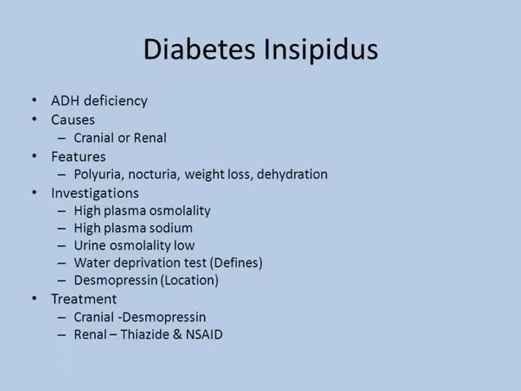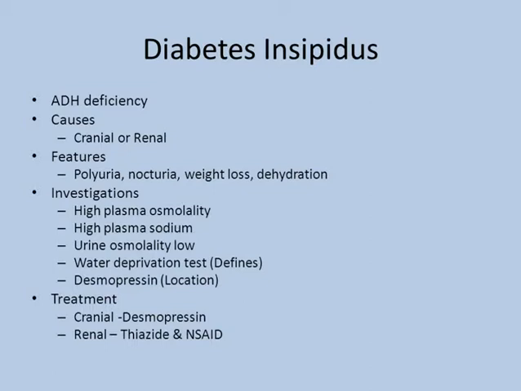Because you're not able to produce this hormone or act upon this hormone, you can't therefore stop yourself from urinating, so the features include polyuria, nocturia, weight loss, and dehydration. So it's no surprise then when you measure the plasma and urine osmolality, what you find is a high plasma osmolality and a high plasma sodium, and a low urine osmolality because you can't concentrate the urine.